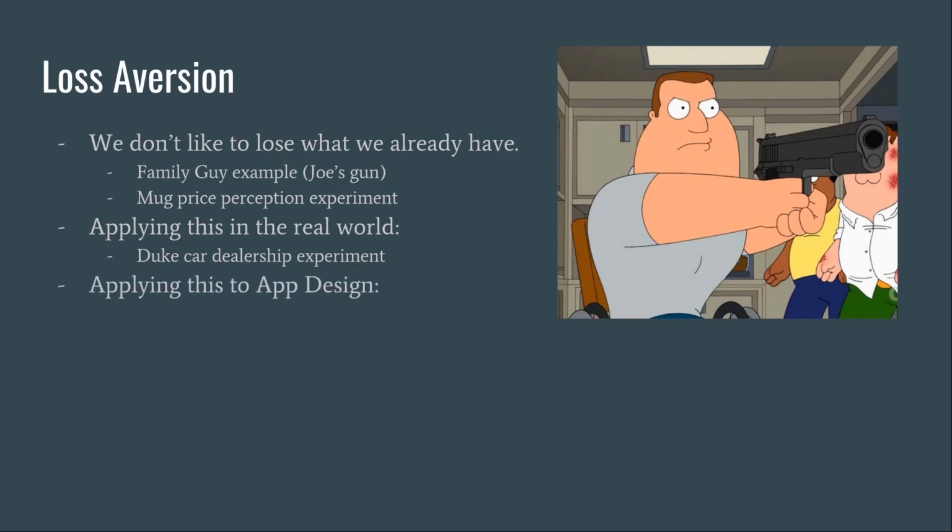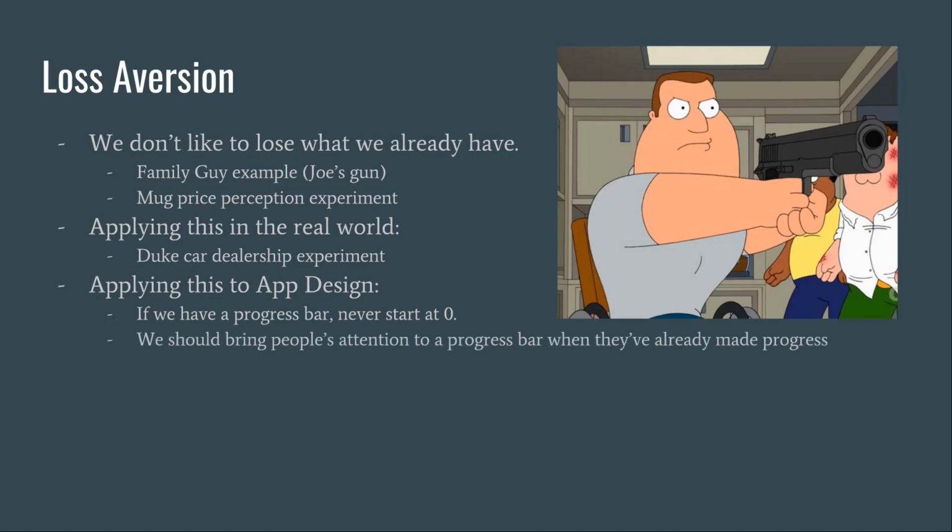How can we apply this to application design? We can do something very similar to the car dealership punch cards. If we have a progress bar, we should never start at 0. We should get them to do something and then bring people's attention to the progress bar when they've already made progress. If we want them to fill out a long profile with 3 different forms, we shouldn't start at page 1. We should get them to fill out their name and email, and then start the progress bar already 20% in, or 10% in, so people are more likely to finish out their form and not lose the progress that they currently have.